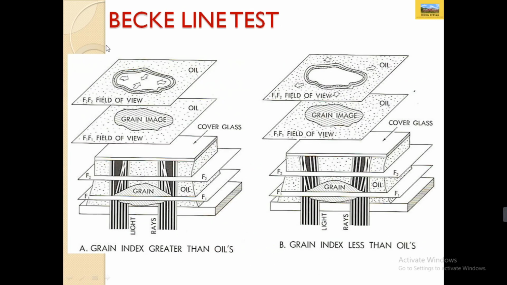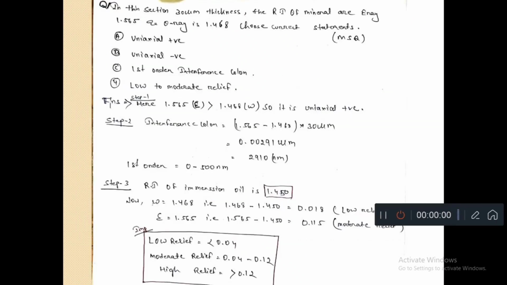Now, the Becke line test. In this case, you can see the light converging here. If the refractive index of the grain is greater than the refractive index of the oil, this is showing negative relief. Similarly, here the light is diverging from it. So in this case, the refractive index of the grain is less than the refractive index of the oil. It shows positive relief.